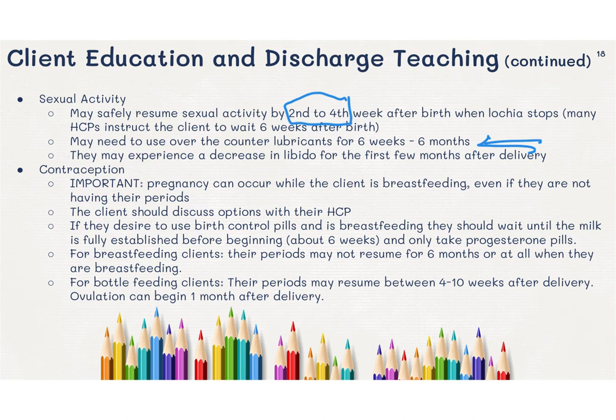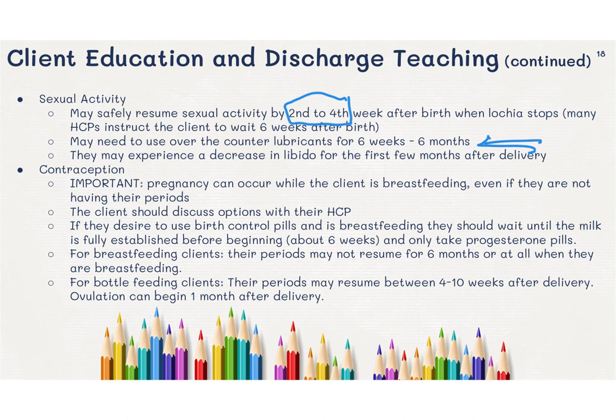Ideally, if they want to take the birth control pill to prevent pregnancy, you want to make sure we wait until the breast milk and the breastfeeding are very well established. But since you're typically not having sex until 6 weeks after having your baby anyway, chances are good that by 6 weeks out, your breast milk is already well established.